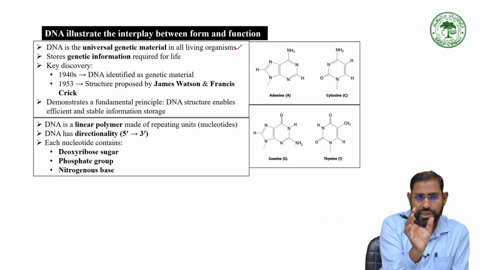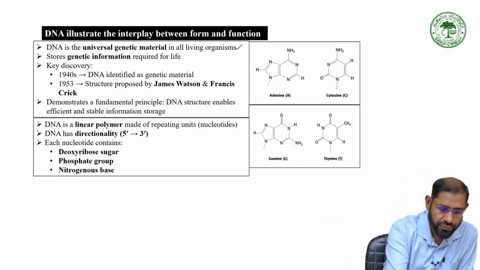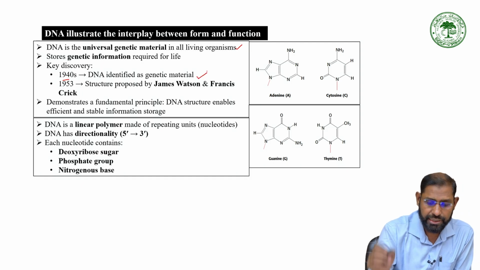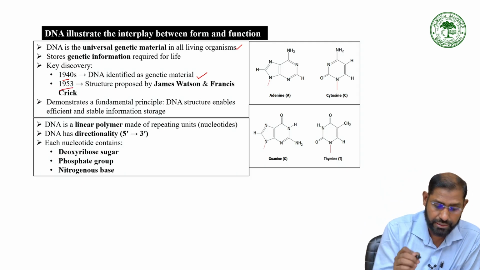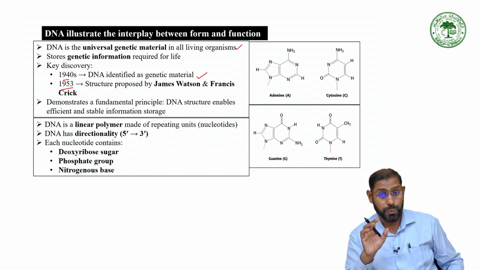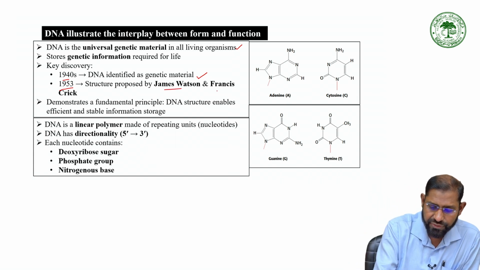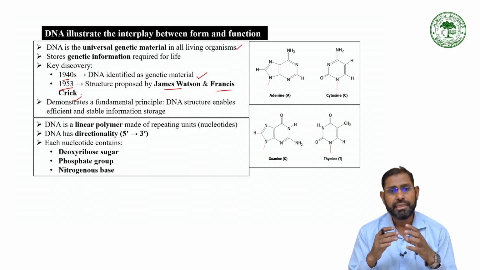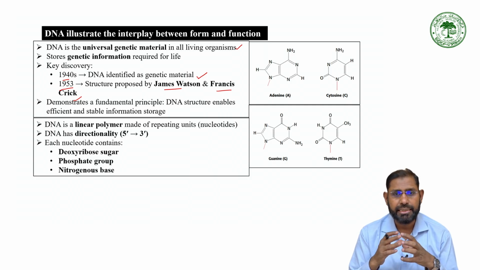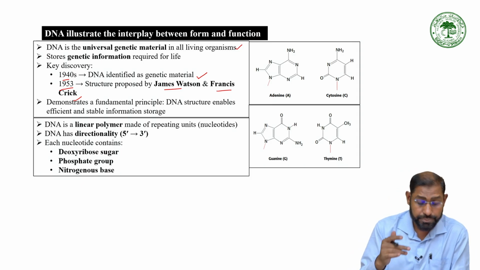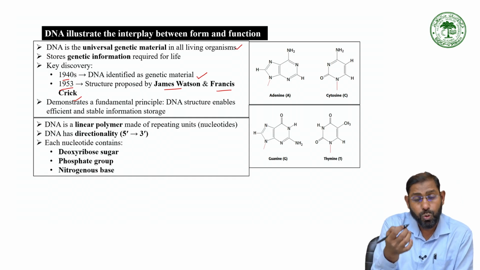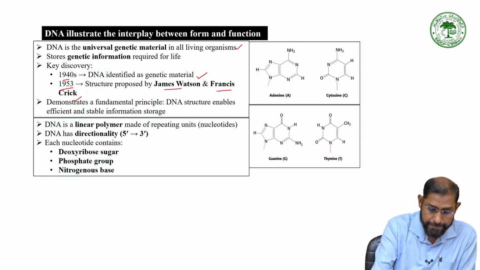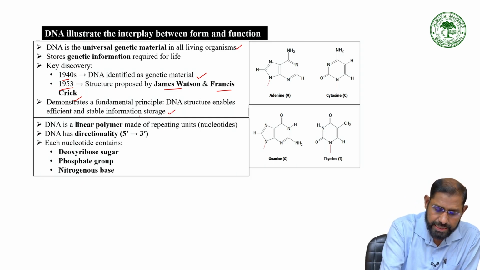So they store DNA. The first discovery was in 1940, when DNA was identified as a genetic material, and finally in 1953, after 13 years, the structure of DNA was proposed by James Watson and Francis Crick. They demonstrated that DNA is a double helix structure. Why is it a fundamental molecule? Because DNA is very stable and efficient at storing information. DNA structure enables efficient and stable information storage.